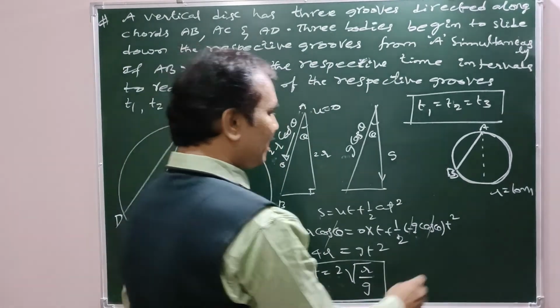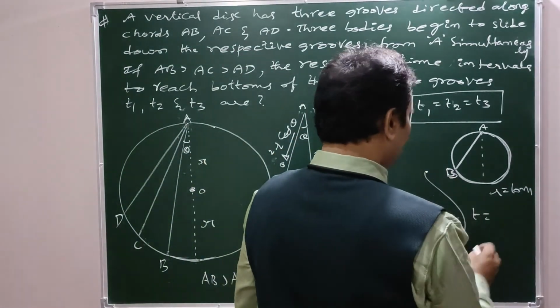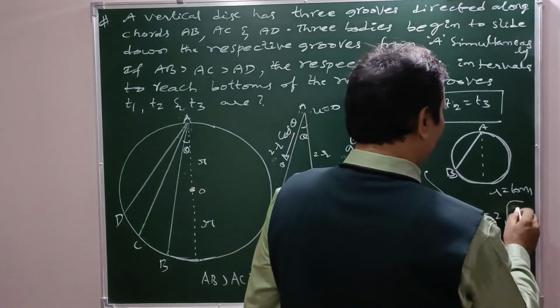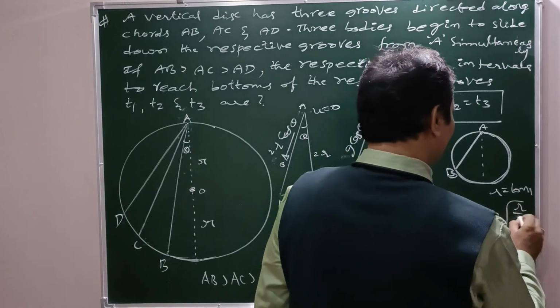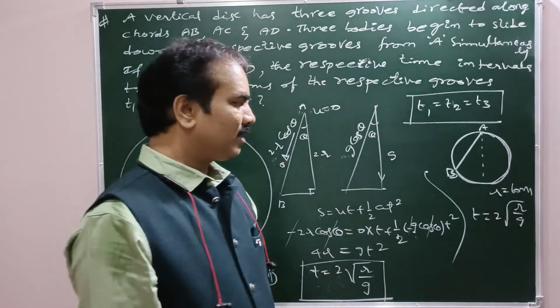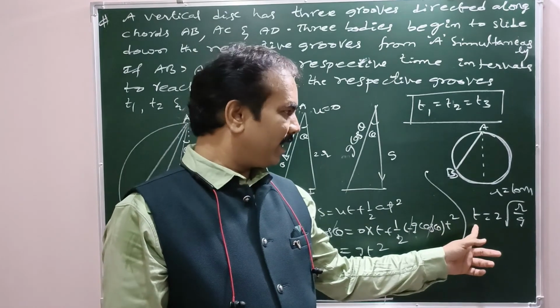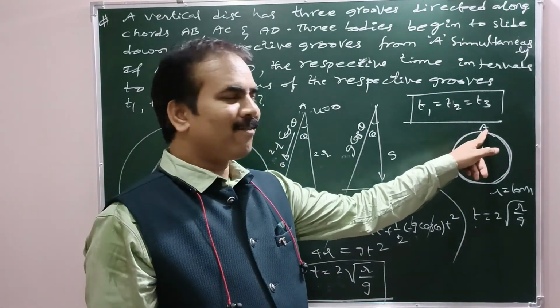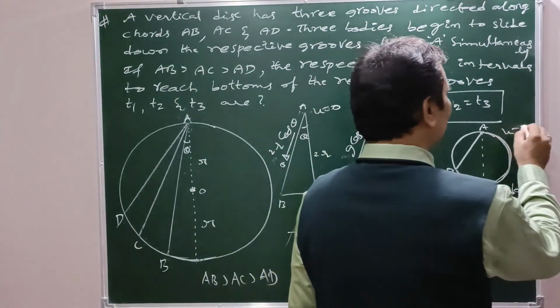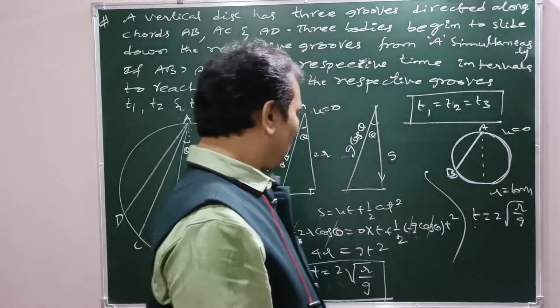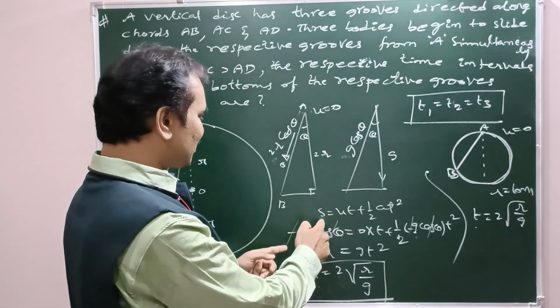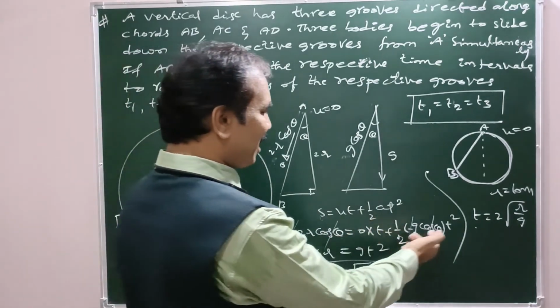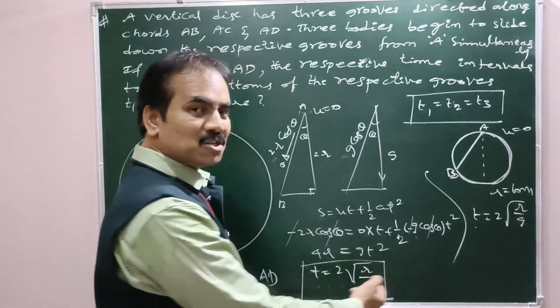Now t equal to root 2 into root over R by g. This is the shortcut formula, right? This is the time taken by the bead to slide down along AB. Here also at A, what is the velocity? u equal to 0. Now I am taking S equal to minus 2R cos theta, a equal to minus g cos theta. We get one shortcut relation.